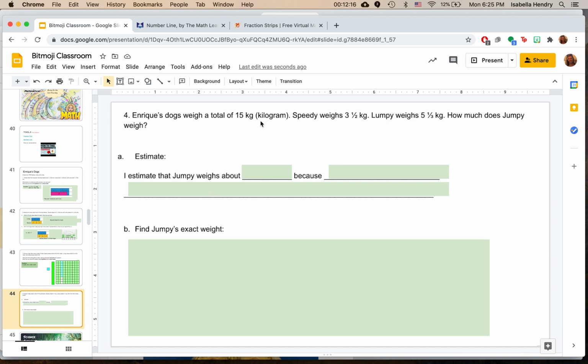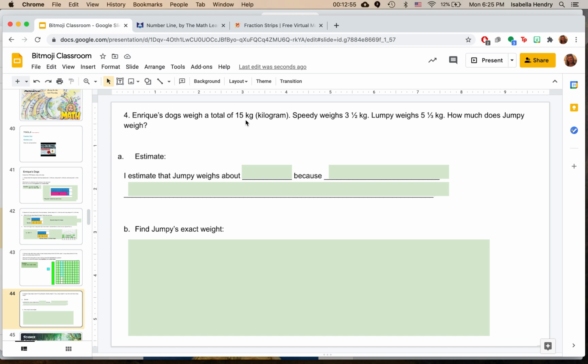And number 4, Enrique's dogs weigh a total of 15 kilograms. Speedy weighs 3.5 kilograms. Lumpy weighs 5 1/3 kilograms. How much does Jumpy weigh? And so for A, it says estimate. So estimate means make a good guess. Not a random guess, but a guess that makes sense with math.